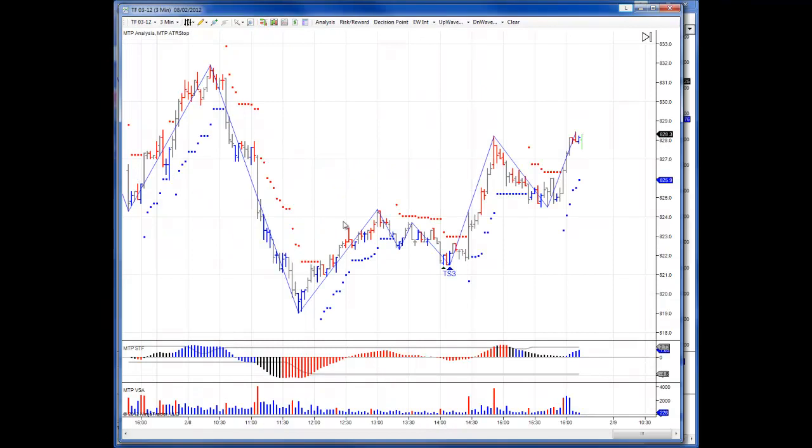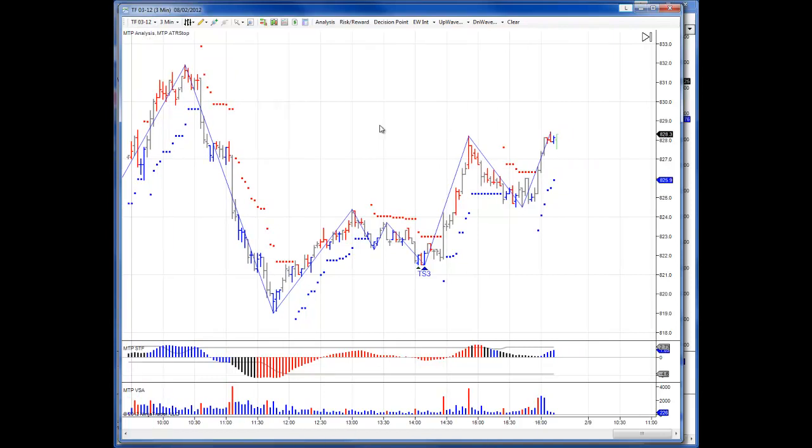In today's video I'd like to look at the NinjaTrader add-ons, the MTP RT add-ons for NinjaTrader. I would like to look at what we call our Holy Grail trade setup. And there was a very good example of this yesterday on a 3-minute chart of the Russell Index.